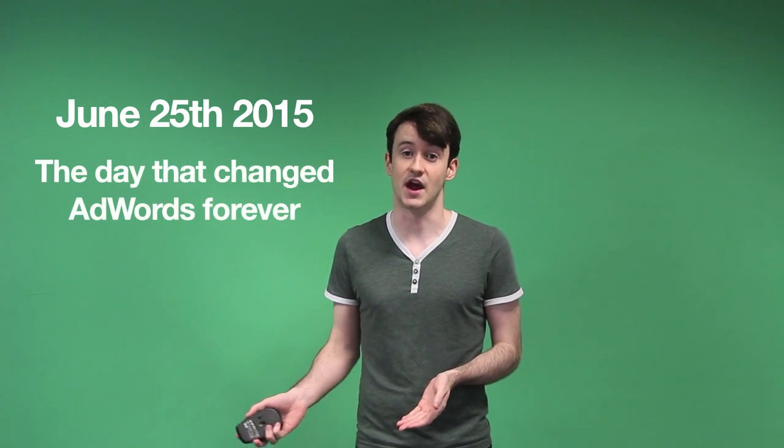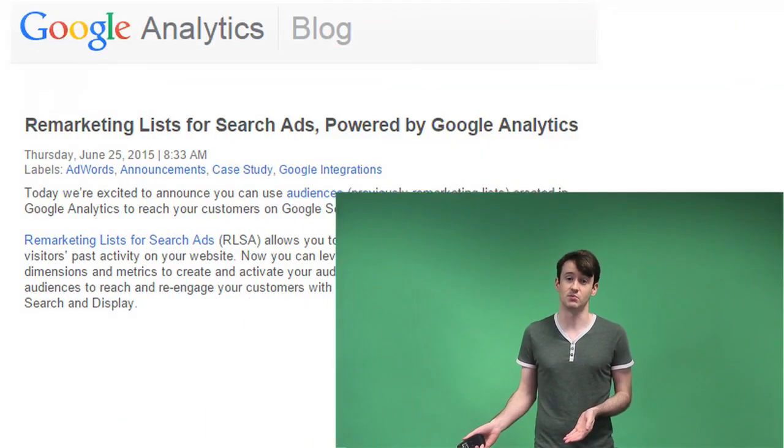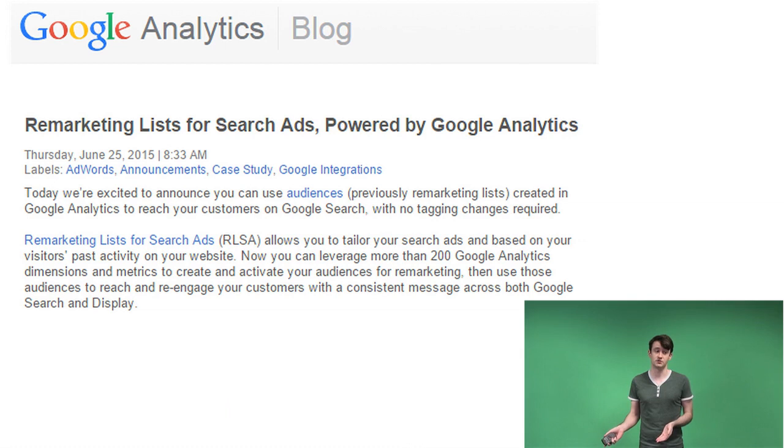Now, it was during one of our Technical Insight Tuesdays on June 25th that we came across a blog post, which was actually on the Google Analytics blog, which made us think that June 25th was going to be the day that changed AdWords forever. It was this blog post here. So it's called Remarketing List for Search Ads powered by Google Analytics.